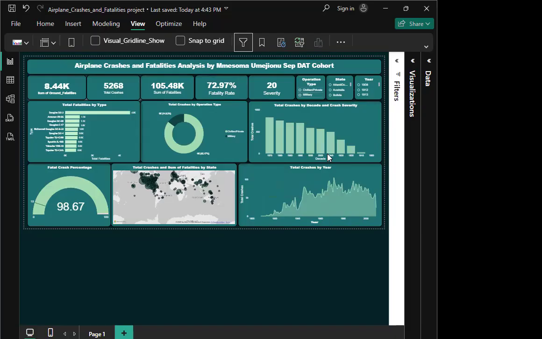Overall, the analysis shows that aviation accidents were historically frequent and highly fatal, but long-term safety improvements have drastically reduced crash rates. However, when crashes do occur, they still remain extremely severe, highlighting the continued importance of strict safety standards and technological innovations. Thank you.